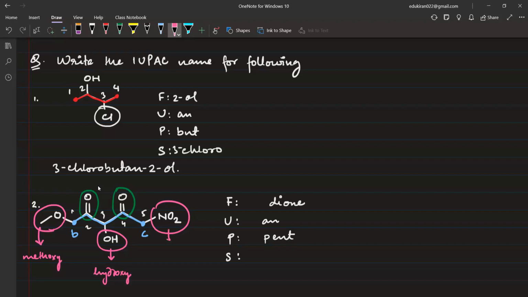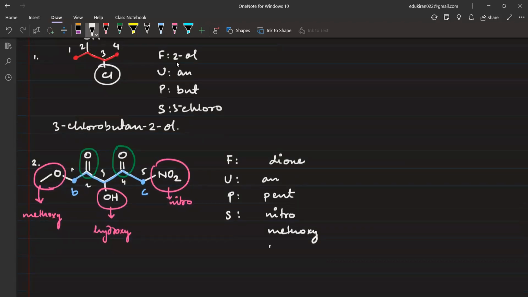And what is NO2? NO2 is very simple. We have just written it is nitro. Okay, so here you can see that H comes first. So what comes at last? JKLMN. So nitro. Then you have methoxy, and you have hydroxy.